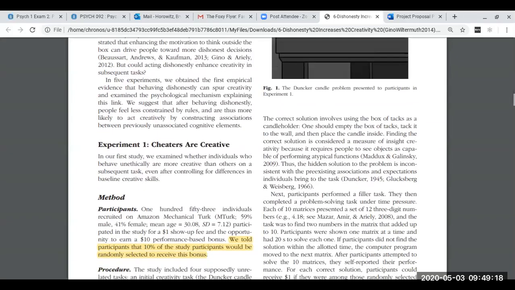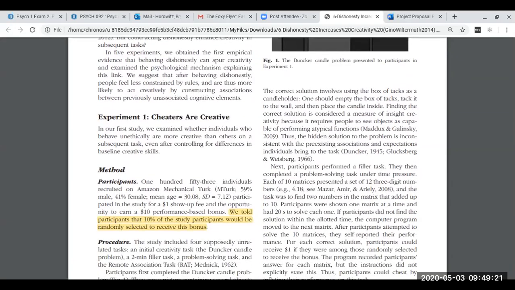Now we get to experiment 1. And again, the nice thing about this is you may only need to concentrate on one experiment. But let's see if they meet the criteria for what we're asking, or if you have to create something to meet the criteria. So, experiment 1. Cheaters are creative. In our first study, we examined whether individuals who behave unethically are more creative than others on a subsequent task, even after controlling for differences in baseline creative skills. How do they control? Maybe they use a matched design. Let's find out. Here's our method section.